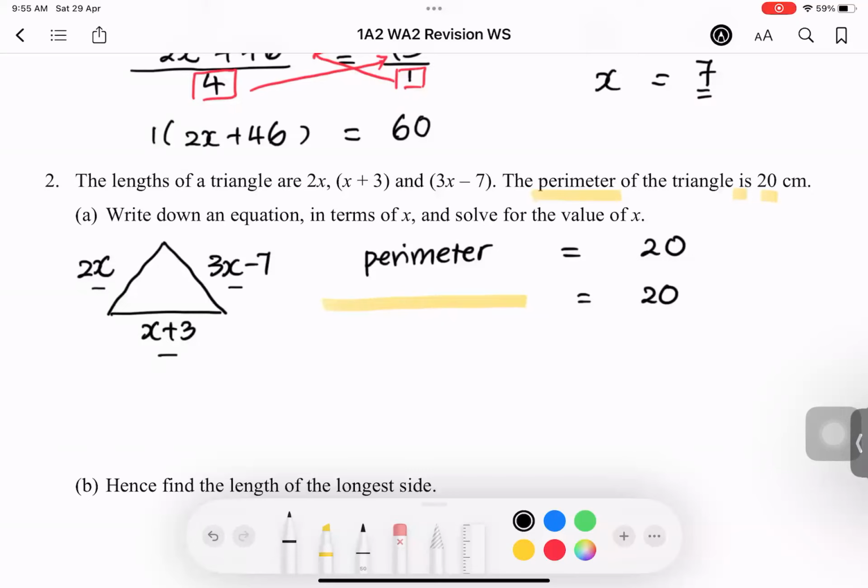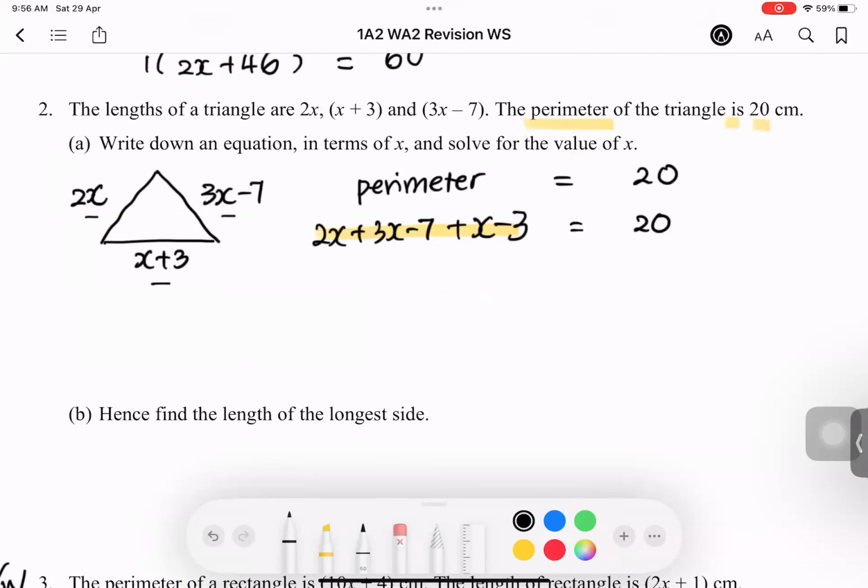How do we find perimeter? 2x plus 3x minus 7 plus x plus 3. Thank you. You're such an angel. Okay, then please help me simplify: 2x plus 3x plus 1 unit of x.